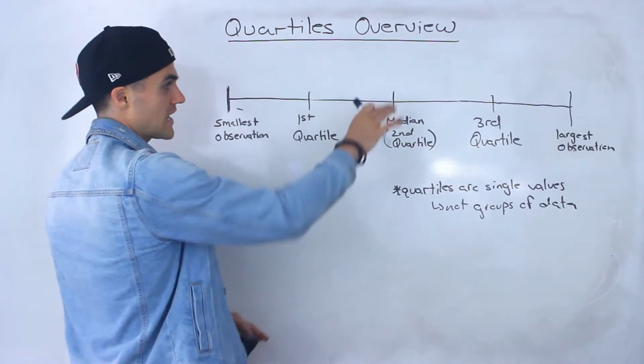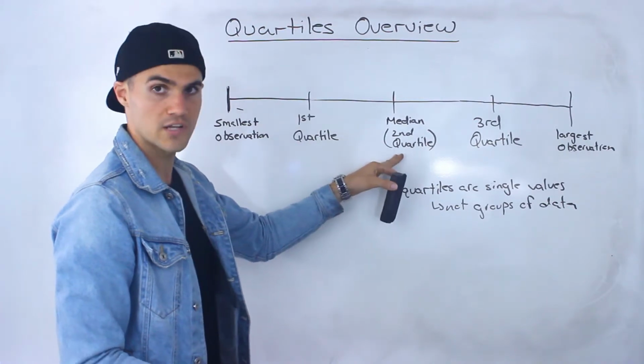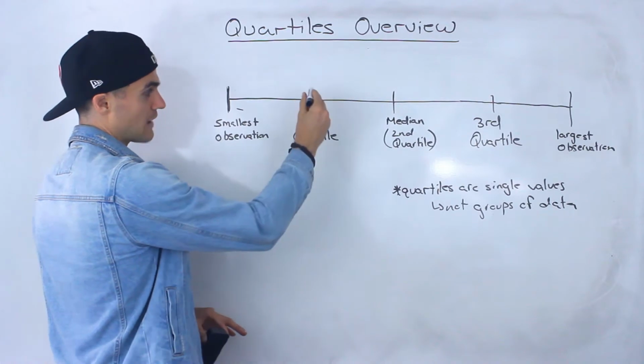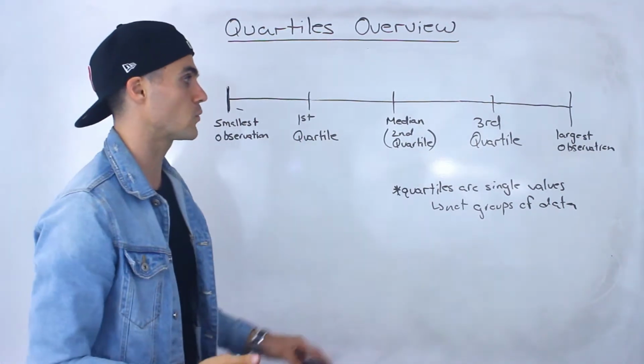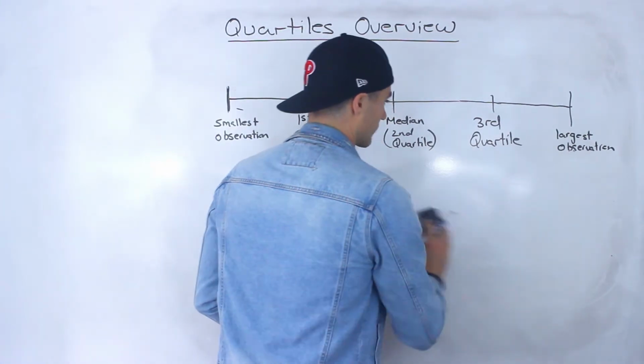If we have a bunch of data and we find the median of that data, which is going to be the second quartile, that's going to be a single value. And if we find the median of that first half of data, which is going to be the first quartile, that's going to be a single value. Same thing with the third quartile. So I thought I would mention that.